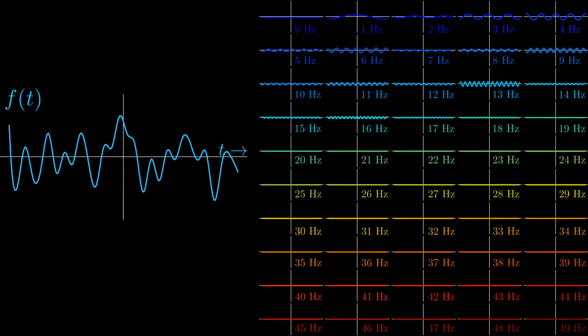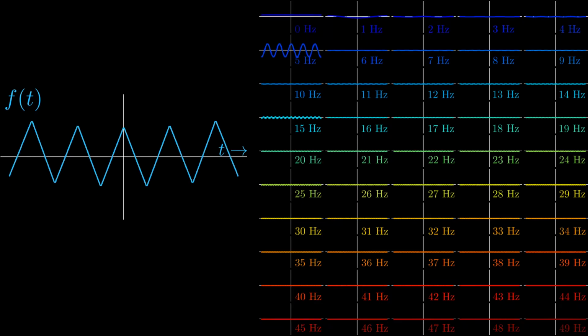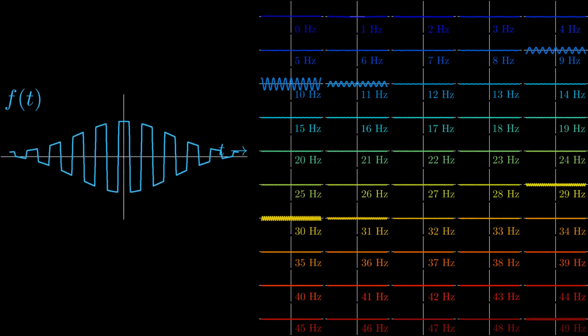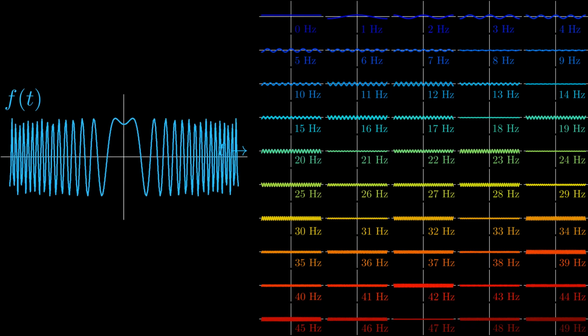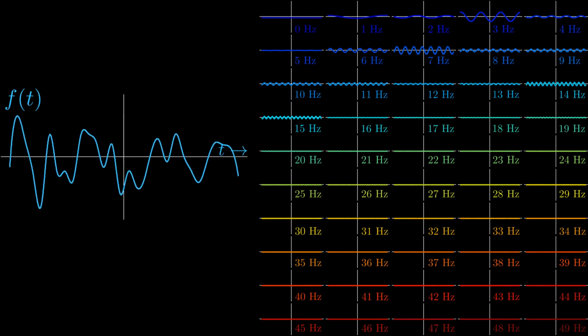So, does this work with any function f of t? How about this function with non-differentiable sharp points? Yes, it is also just a sum of sinusoids. What about non-periodic functions like this guy? Yes, just a bunch of sinusoids. Even discontinuous, non-periodic functions like this one can be represented as an infinite sum of never discontinuous, always periodic sinusoid waves, and that idea forms the basis of Fourier theory.